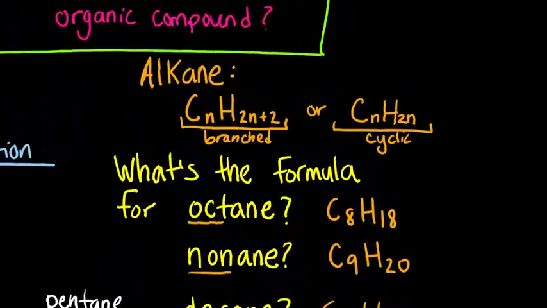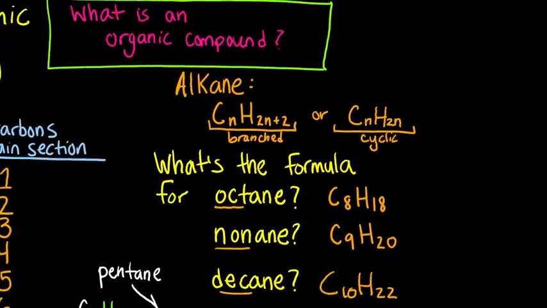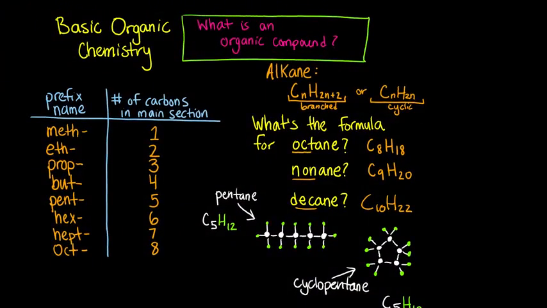At the top, I added that an alkane is CnH2n+2 for a branched alkane, or if it is a ring, it is CnH2n. At any rate, we consider these compounds to be saturated because there are no double bonds.